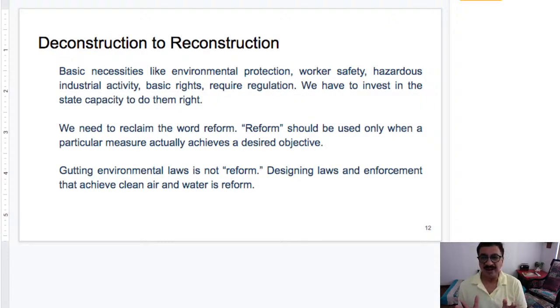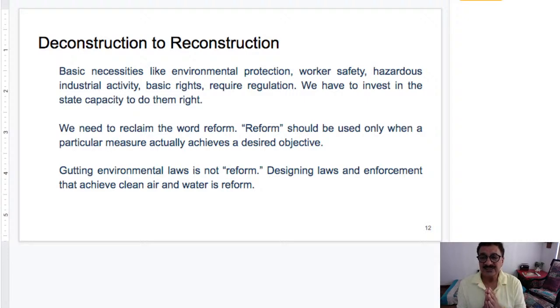I have deconstructed the para. The first sentence says, basic necessities. What are basic necessities like? Environmental protection, worker safety, hazardous industrial activity, basic rights. These kind of things require regulation, and we have to invest in the state capacity to do them right. Next sentence says, we need to reclaim the word reform. Now, in the first para, please notice they are talking about, in the first sentence, they're talking of regulation. Regulation of certain items.